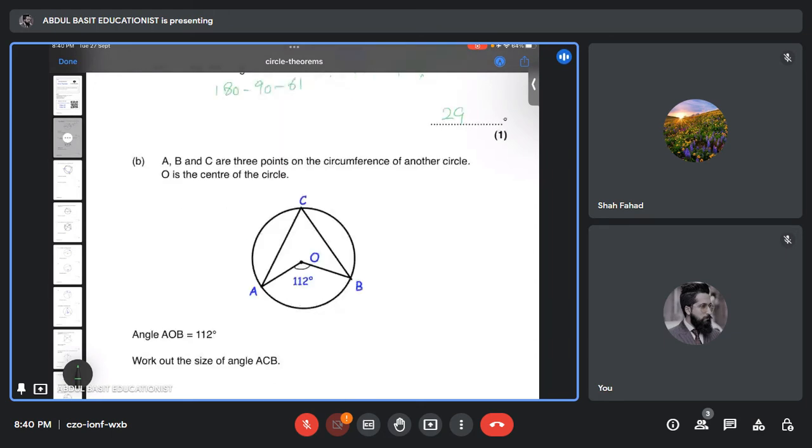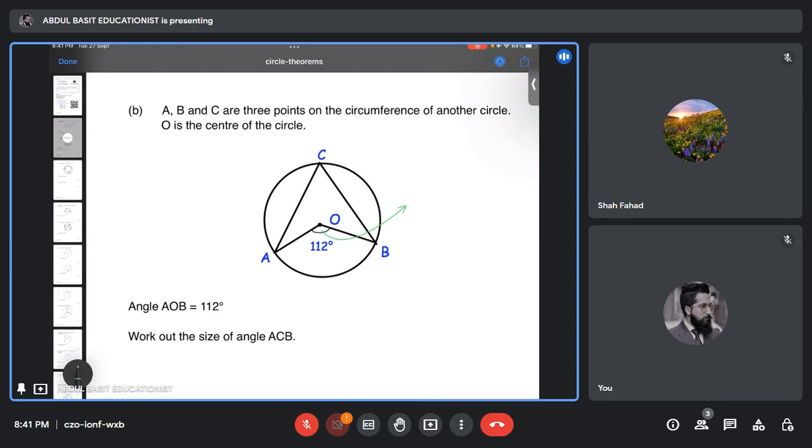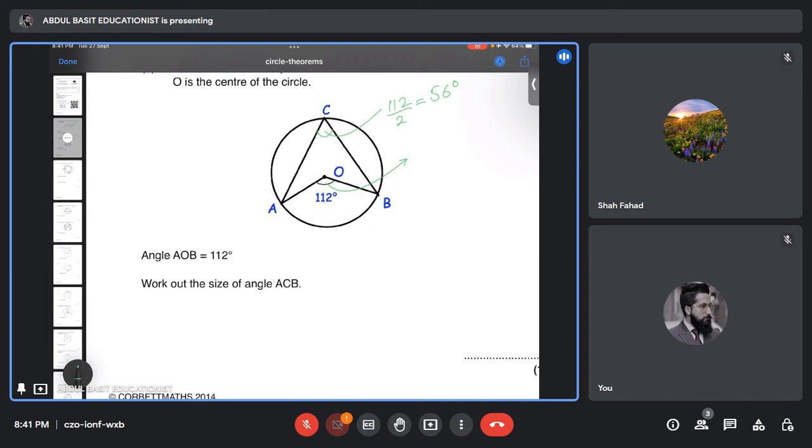A, B, C are the points on the circumference of another circle, and O is the center. So it means that, look, you can see that this angle is 112. So it means that this angle would be the half of this. So 112 divided by 2, that is equals to what? 56. That is equals to 56 degrees. So this is the working for this angle.